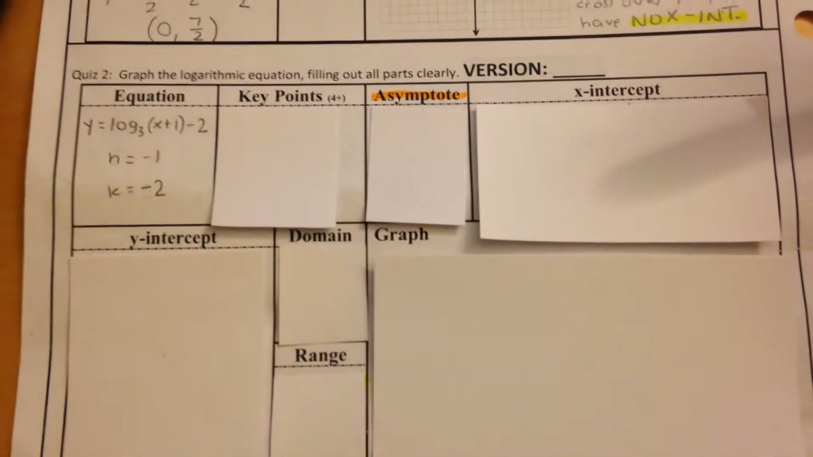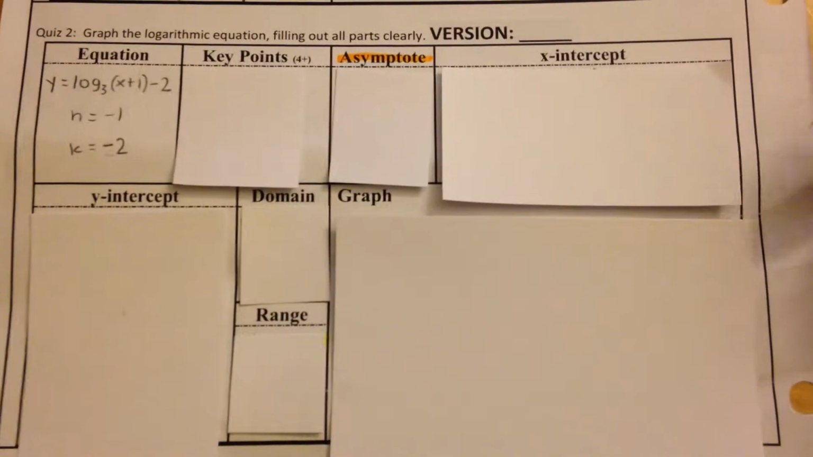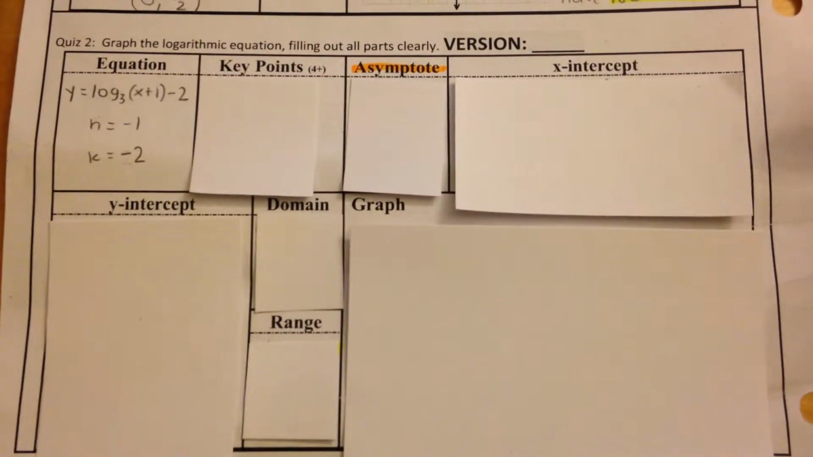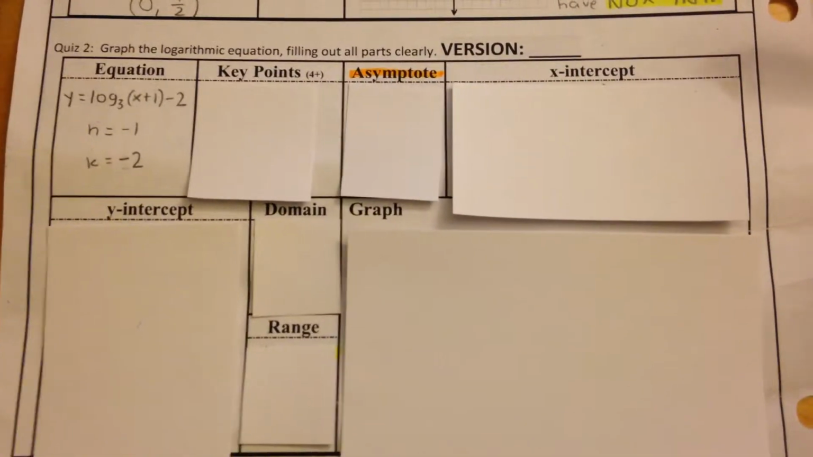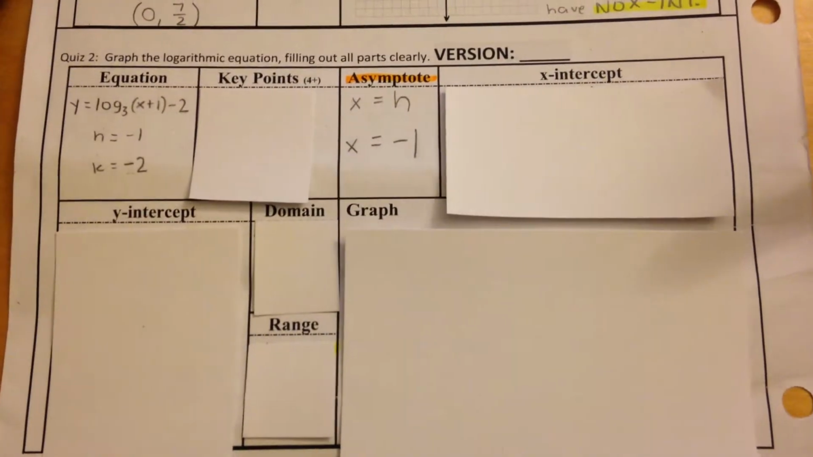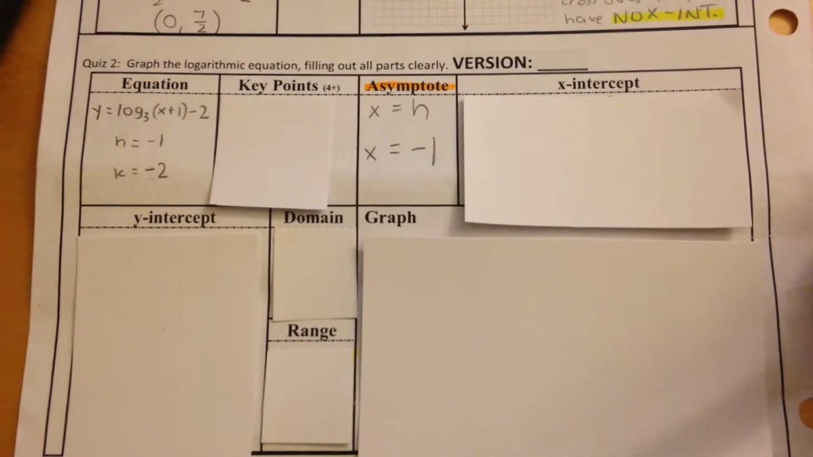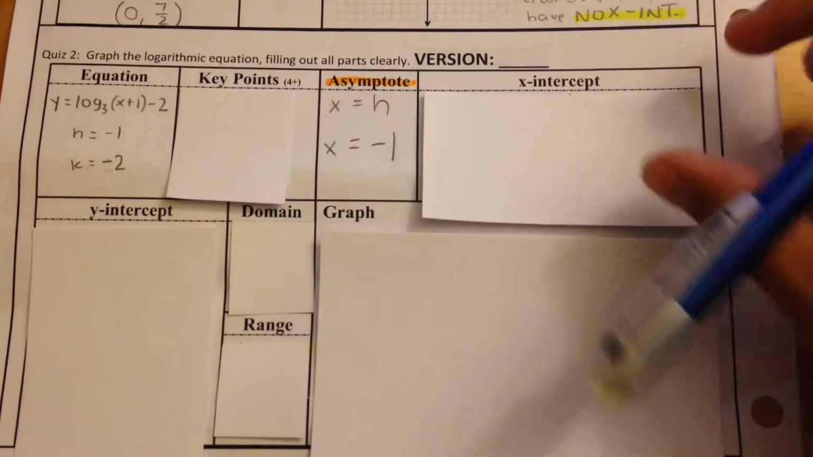The first part of the equation I would like to solve is the asymptote, which is finding the vertical asymptote of the equation. We know that the vertical asymptote is x equals h, so therefore the asymptote is x equals negative 1. The next thing I like to find is the x-intercept.